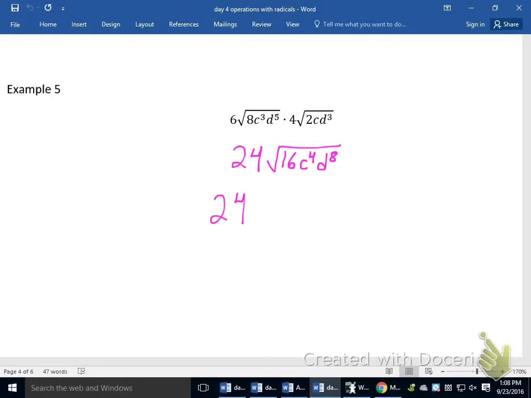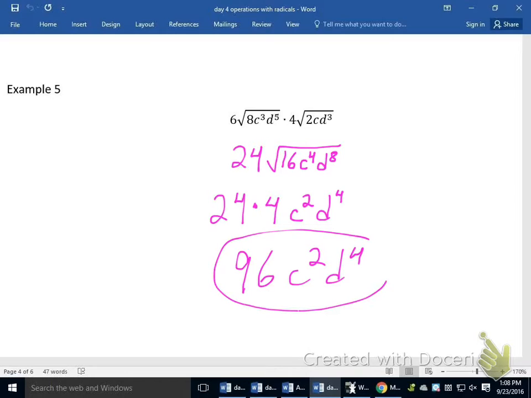So I've got 24 times the square root of 16, which is 4. The square root of C to the 4th is C to the 2nd. The square root of D to the 8th is D to the 4th. Remember, I'm dividing by 2 on these exponents to get these. And the last thing I need to do is just 24 times 4, and that's 96. C squared D to the 4th. And that is your final answer here.